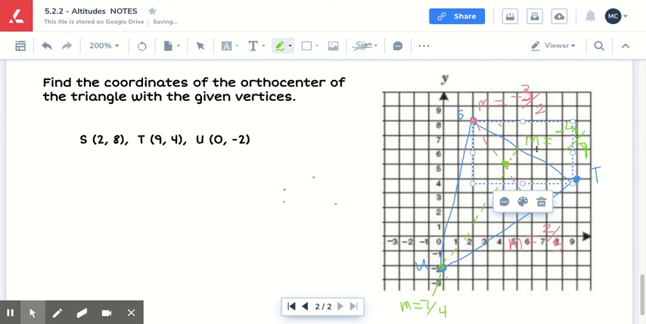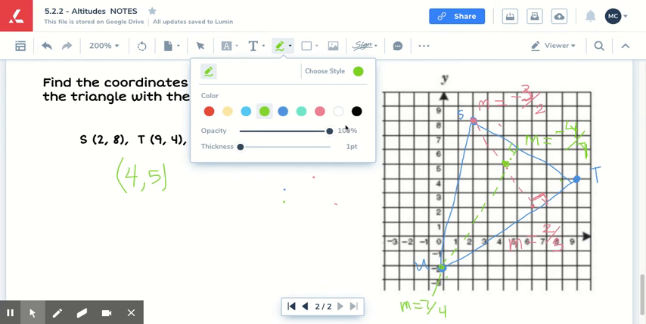I know it's perpendicular because I designed it that way. I used the opposite reciprocal slope. Now I don't actually need the third one. I can actually find the orthocenter right now. I can tell that it's 4, 5. But it's really good practice to go ahead and find the third one just for the practice. Practice is always a good thing.